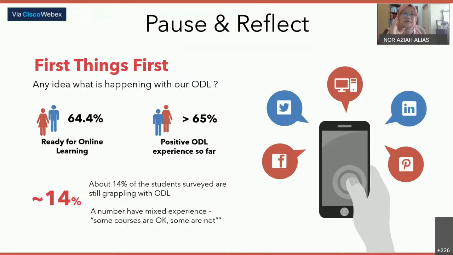Students surveyed are still grappling with ODL. They have problems with connection, they have problems with a non-conducive learning environment. And then they have problems with assessments and the tasks that lecturers are giving them. So we are still gauging all this, and we make decisions basically on all this data. Hopefully we do better for the coming one.